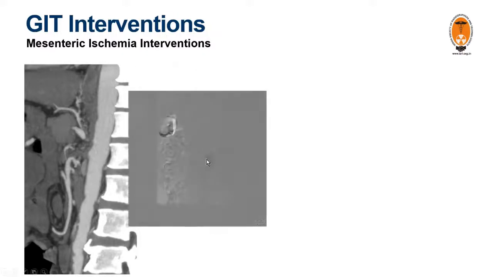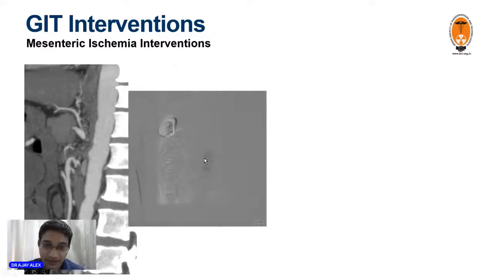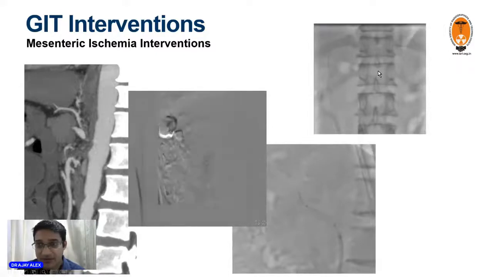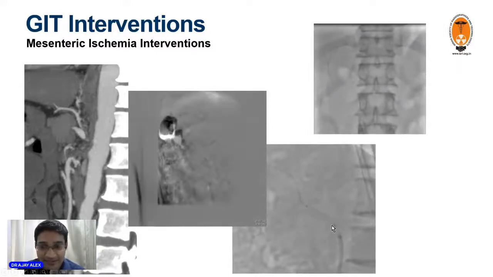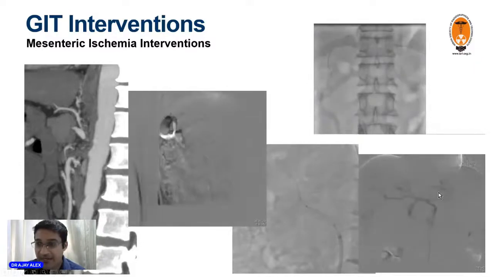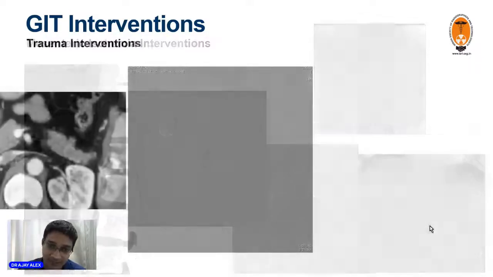This was the initial angiogram that showed non-filling of either the celiac artery or the SMA. We tried passing a wire across the celiac artery into the gastroduodenal artery. The celiac artery was stented, and this was the final angiogram that showed opacification of the entire celiac artery branches as well as collateral supply into the SMA and its branches.